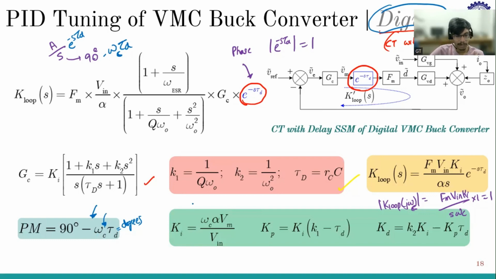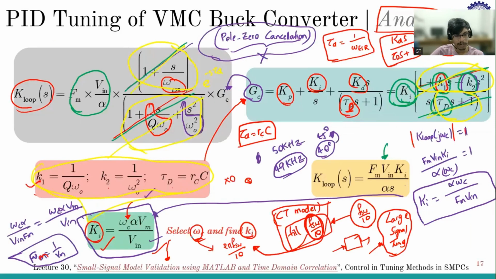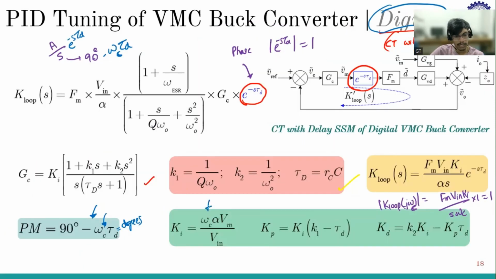So the Ka expression, whatever we got from the analog model, the same expression we are getting here, because the extra delay term that is coming will not alter any K1, K2, tau d. So this is the same, this is the same, this is the same. What is the difference? Phase margin is the only difference.